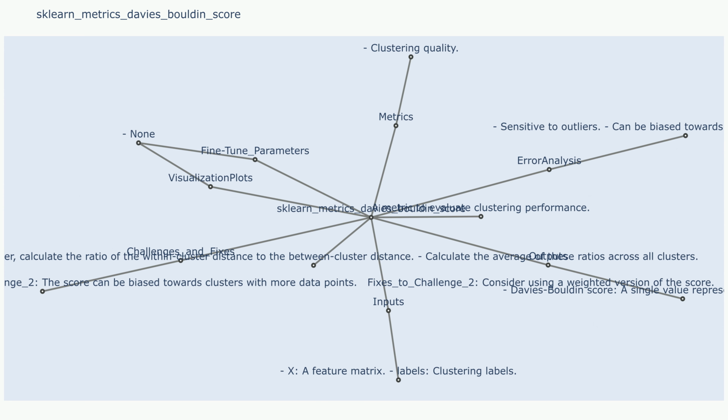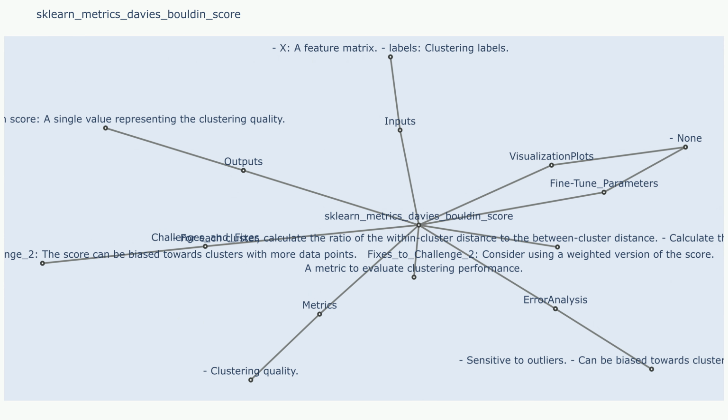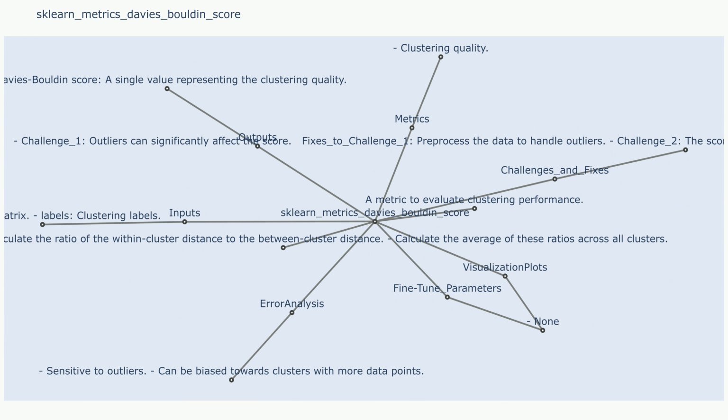Challenges and fixes. Challenge 1: the Davies-Bouldin score can be sensitive to the choice of distance metric. Sample use case that resulted in challenge 1 when using Euclidean distance: clusters with similar shapes but different scales might be incorrectly assessed as poorly separated. Fixes to challenge 1: experiment with different distance metrics such as Manhattan distance, cosine similarity, or other metrics relevant to the data domain.